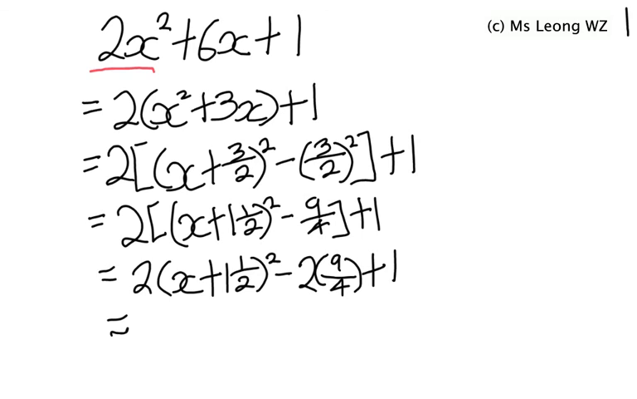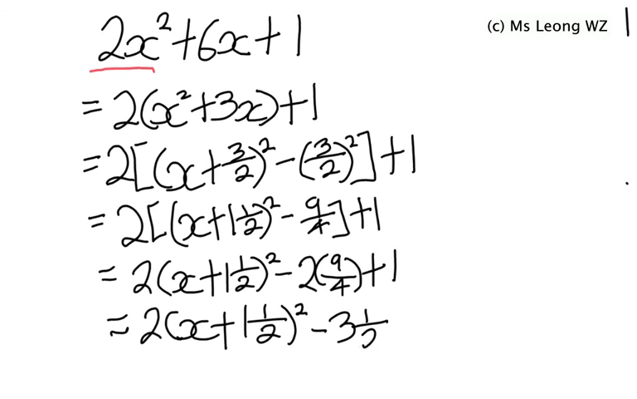And your final answer, when you actually simplify the numbers outside, is minus 3.5. And that is the final answer.